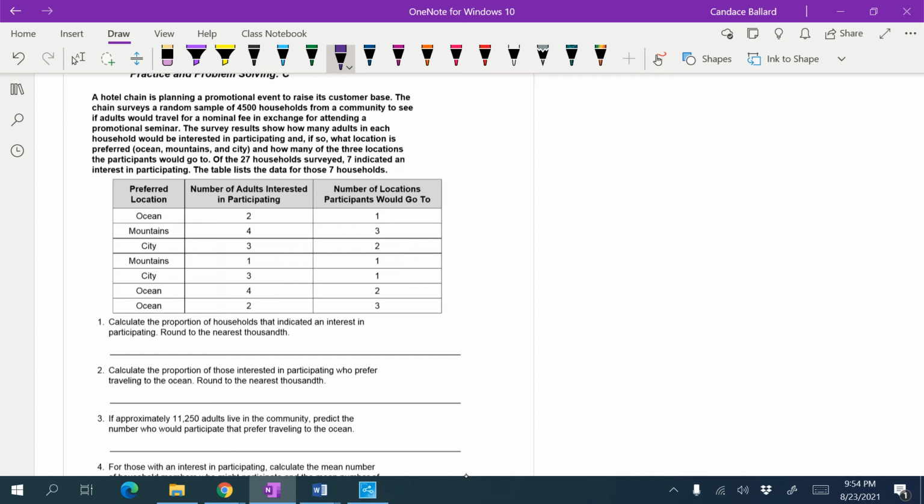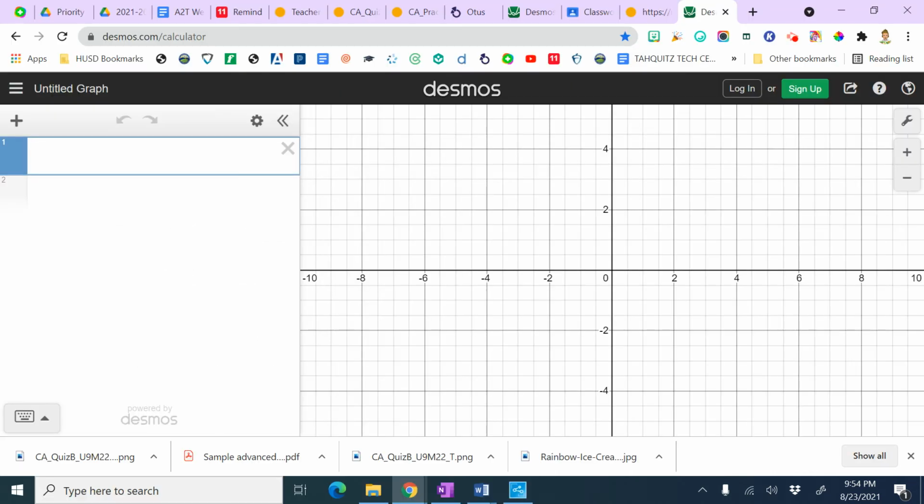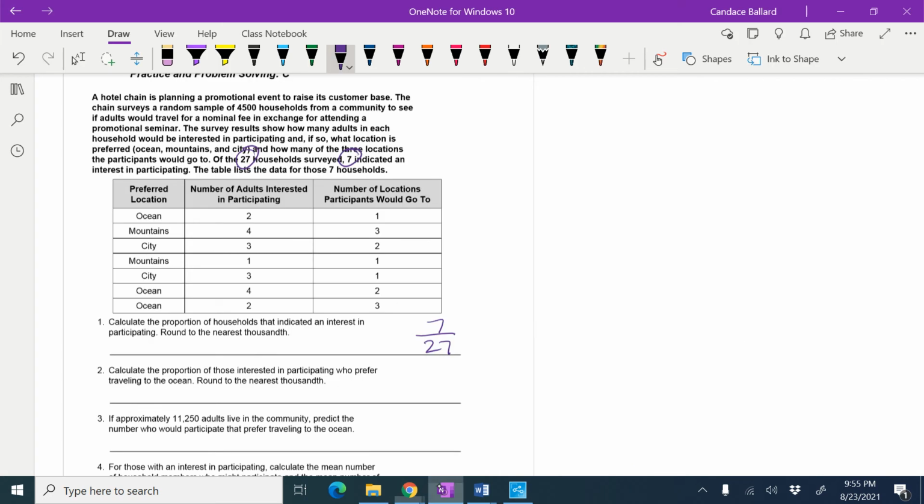So, interest in participating. There were 27 total households surveyed, and 7 indicated an interest in participating. So let's go ahead and just put that into Desmos so we could get the proportion here. So we've got 7 divided by 27, which if we went to the thousandth place would be 0.259. Calculate the proportion of those interested in participating who prefer traveling in the ocean.